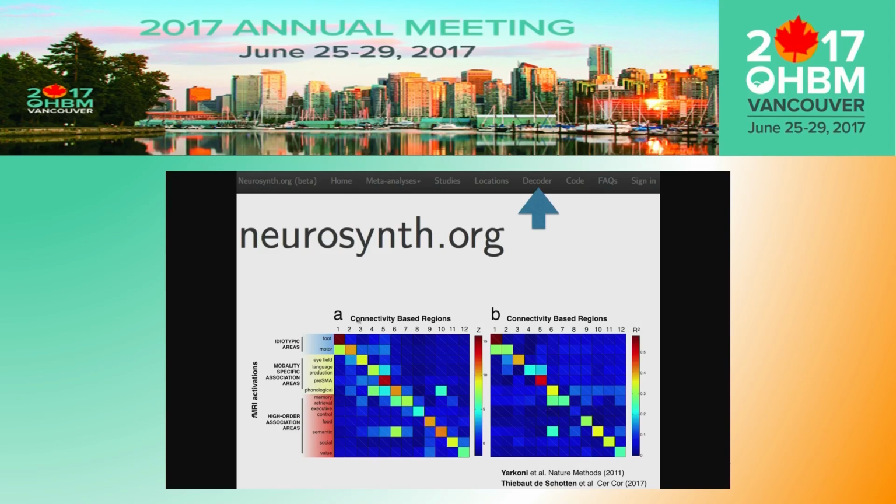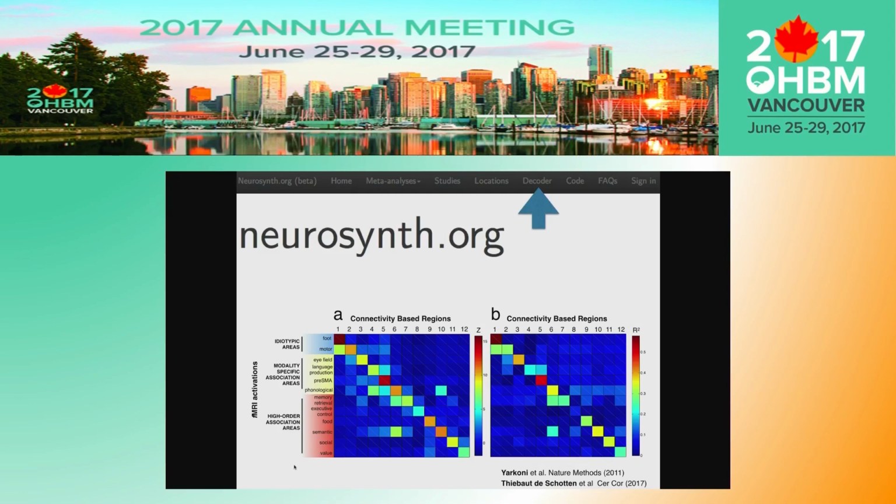And those functions were organized as predicted, with a posterior-anterior gradient of complexity, starting from idiotopic areas, which are foot and motor function, the next term being actually the hand area, to modality-specific association areas such as the frontal eye field, language production, pre-SMA, and phonological, to high-order association areas including semantic, social, and the appreciation of values.